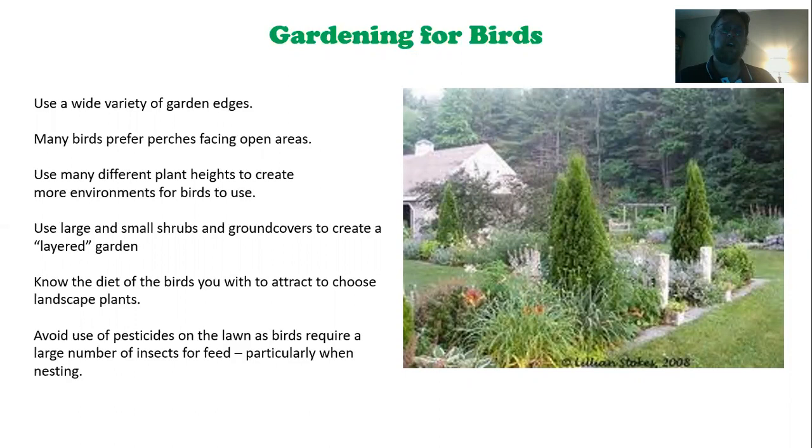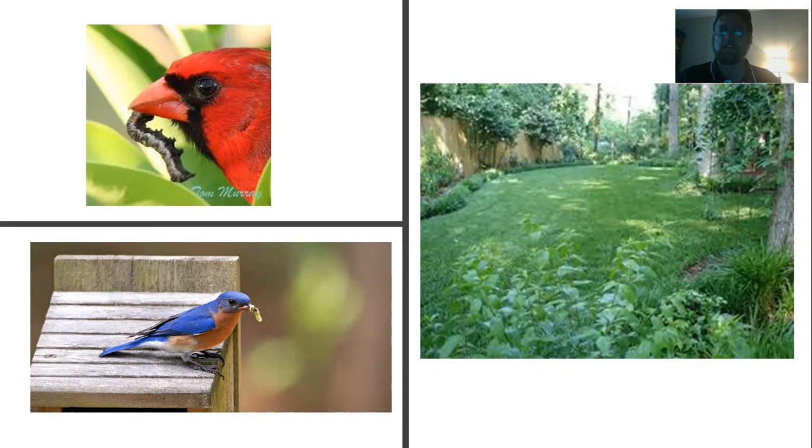And again, avoid the use of pesticides as much as you can, because those birds require a lot of insects to feed on, particularly when they're nesting and supporting the next generation. Here we just have a couple of pictures of a cardinal and a blue jay doing exactly what I would like them to do, getting rid of some caterpillar pests in the landscape. And then a picture of a really well-designed landscape to incorporate that space for birds.